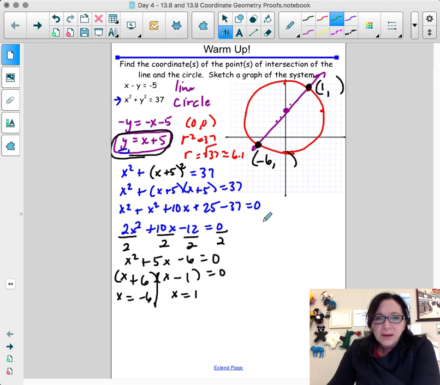So in doing that, we're going to start off with the equation y equals x plus 5. We're going to plug in both of these x's, this one and this one. So first I'm going to plug in when x is equal to 1.